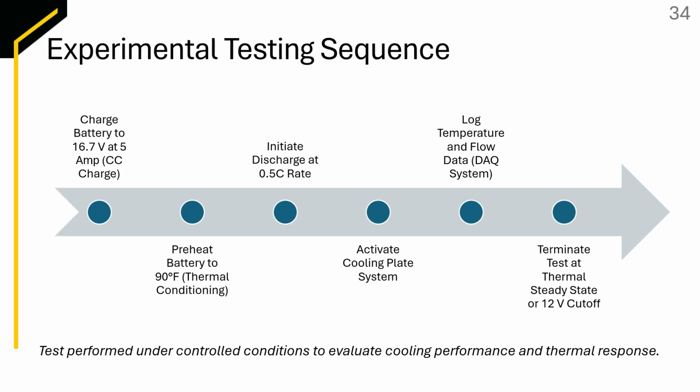For our experimental testing sequence, we first charged the battery to 16.7 volts at 5 amps. We preheated our battery to 90 degrees Fahrenheit. We applied our initial discharge of 0.5 C rate. We activated our cooling plate system. We logged the temperature and flow data using the DAC system, and we terminated the test at thermal steady state or at 12 volt cutoff. This test was performed under controlled conditions to evaluate cooling performance and thermal response.